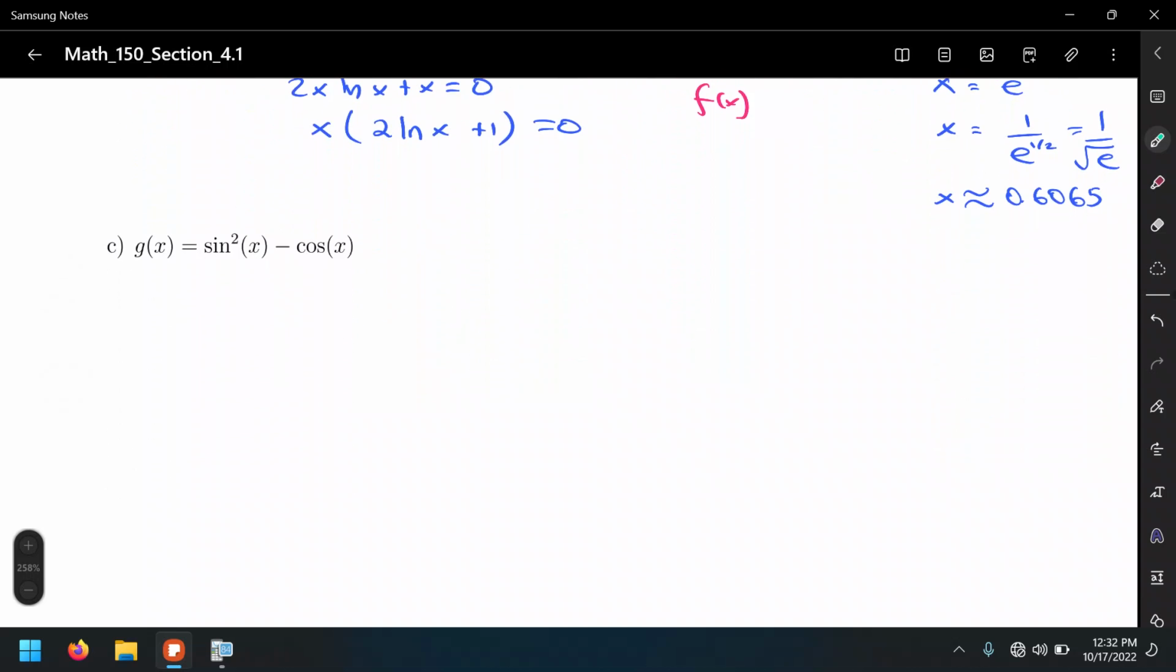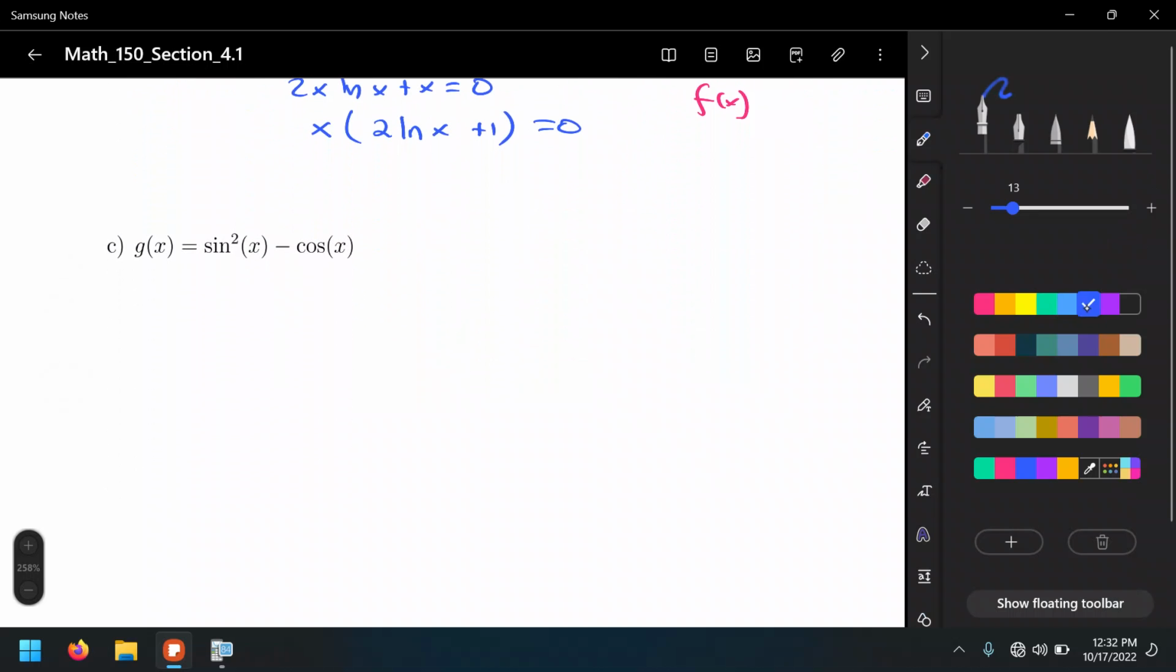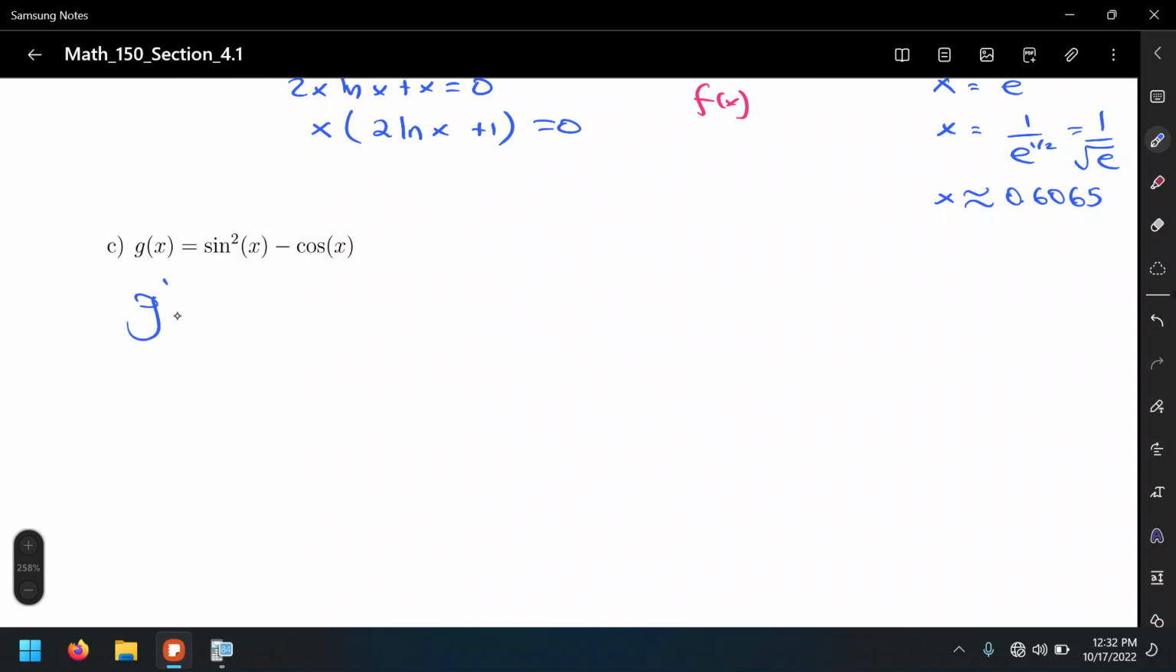g of x equals sine squared x minus cosine x. All right, any ideas on how to differentiate this function? What about the first term? How do we differentiate sine squared x? Chain rule. It's a mini chain rule problem, right? If we rewrite it as sine x quantity squared, which is what this really means, the derivative is 2 times sine x cosine x minus the derivative of cosine, which is negative sine x.